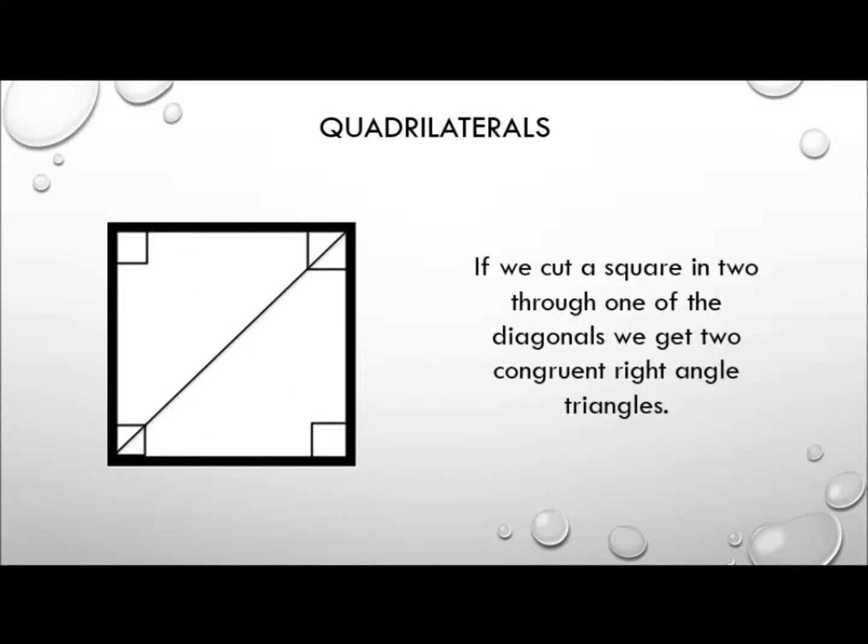If we cut a square in 2 through one of the diagonals, we will get 2 congruent right-angled triangles. Congruent means the triangles have exactly the same measurements, the same lengths and the same angles.